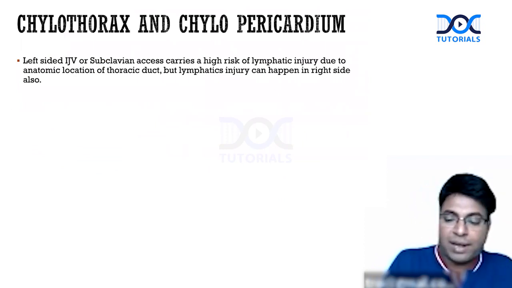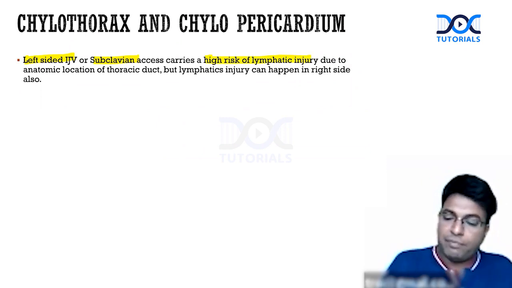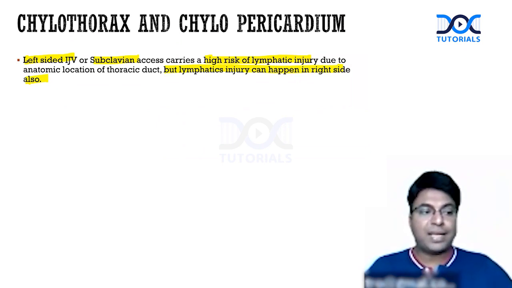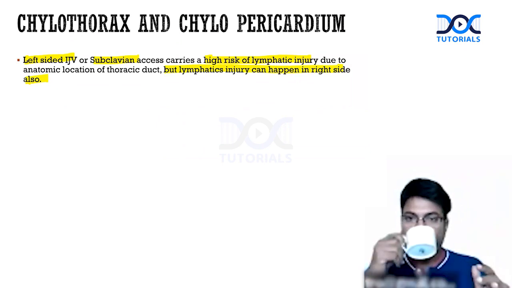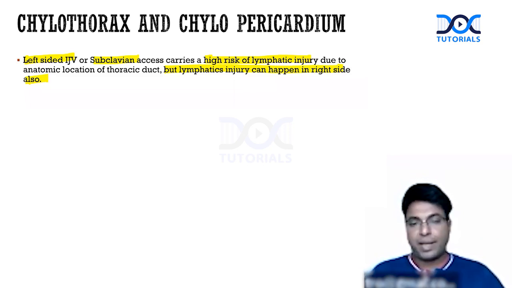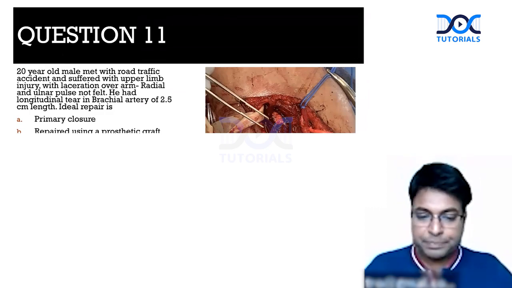Left-sided internal jugular vein or subclavian vein carries high risk of lymphatic injury, but lymphatic injury can happen on the right side also. Please remember that. This is a very interesting line, so please remember this journal. It is purely based on this journal. It is not there in any of our surgical books. Maybe it is there in anesthesia books, but surgery books don't explain anything about it. Okay. Any doubt you have related to central vein?